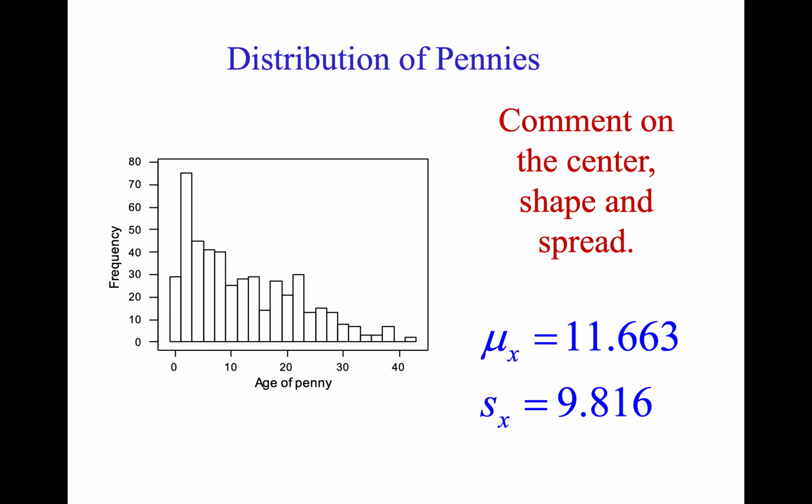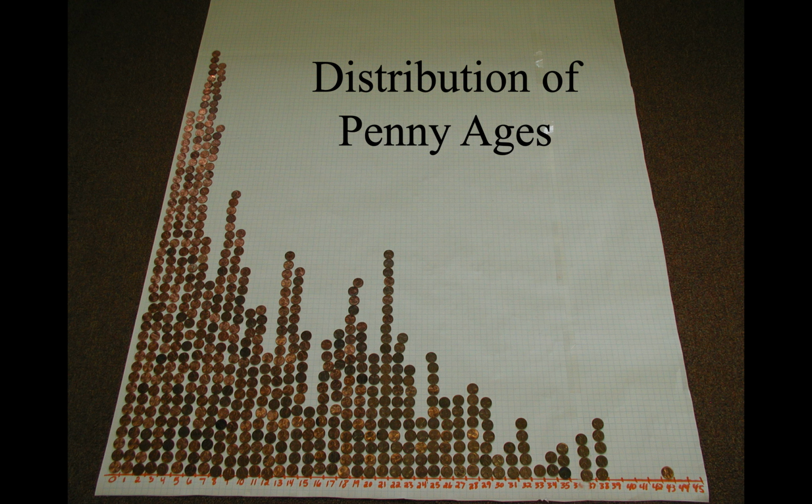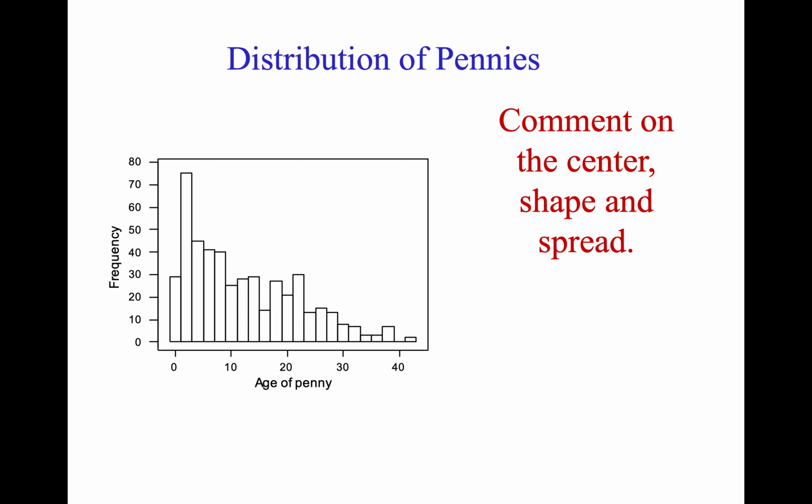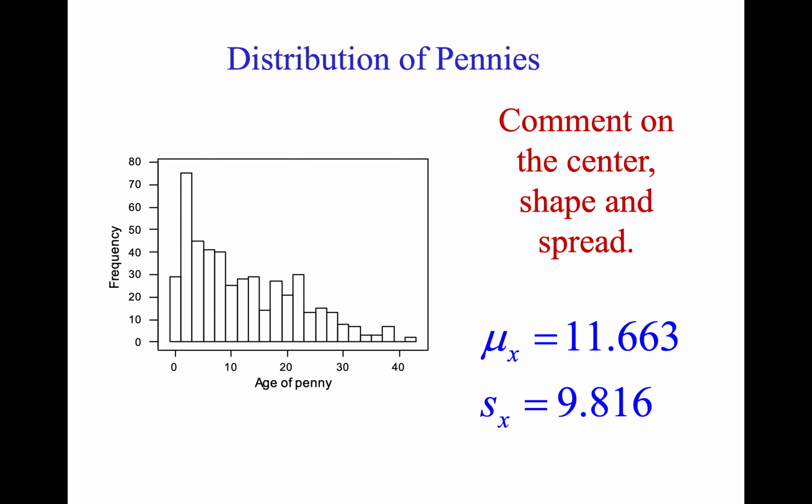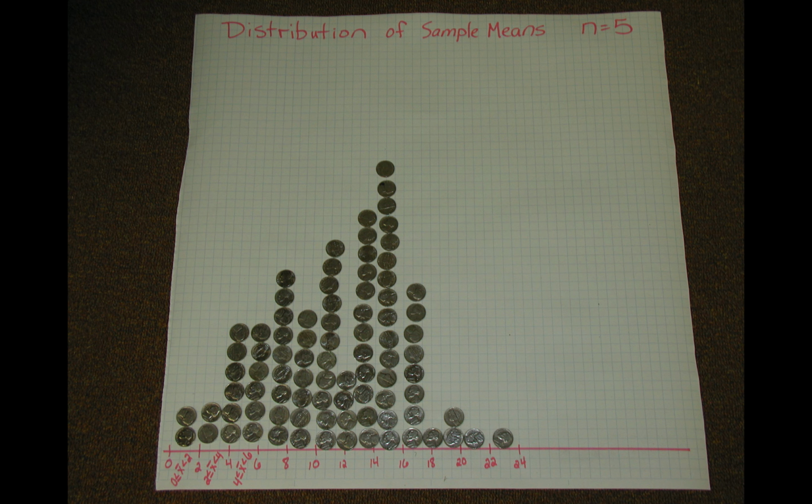I'm treating all the pennies that we had in this picture like the population, but clearly it's not the population. So there's a little bit of a downside to this activity: it's not truly reflective, because those pennies were really a sample, a very large sample. Then what we did next was we took 5 pennies at a time. They had 50 pennies, I think.